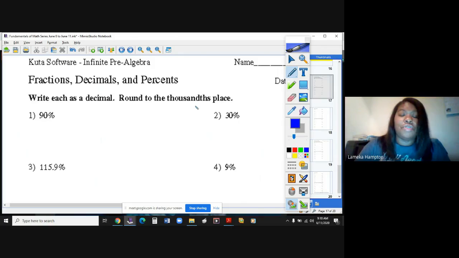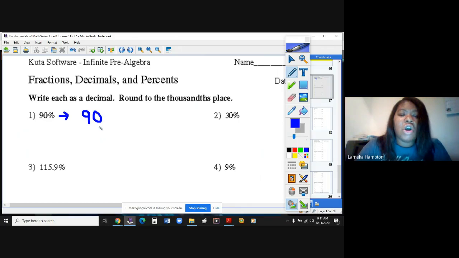If you need a refresher on place value, I'll be sure to leave some information for you in the pinned comment section, some worksheets and handouts, so that you can have them for yourself. But let's look at number 1. Number 1 says 90%. If I were to convert this to a decimal, I will simply, and I'm going to rewrite it here so that you all can see it.